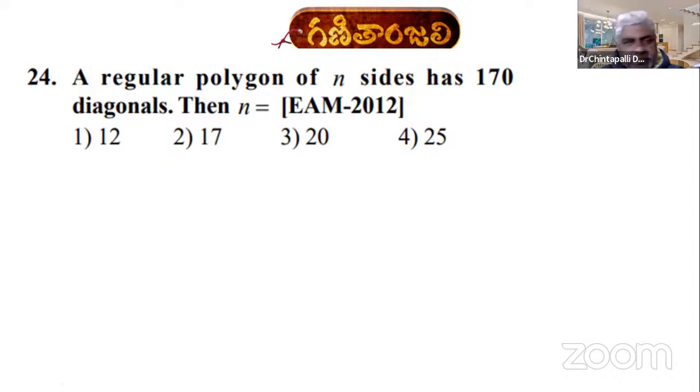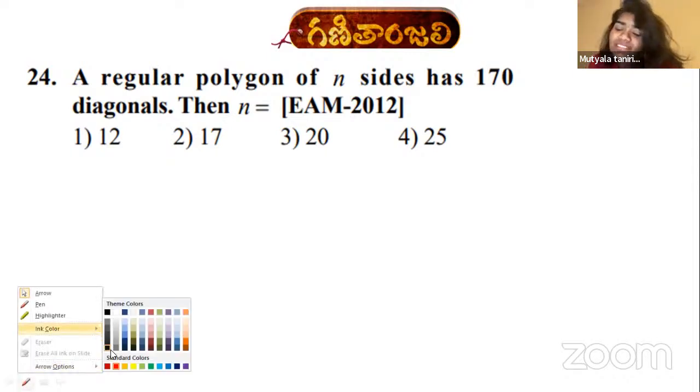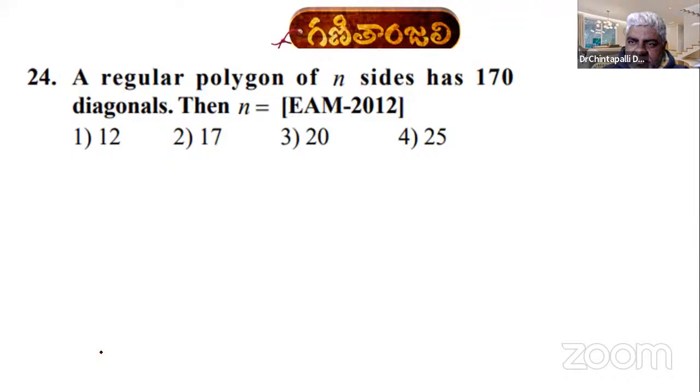Now, it is about a polygon. Can you give an example for a polygon? Pentagon, hexagon. Okay, pentagon means having 5 sides. Hexagon means having 6 sides.